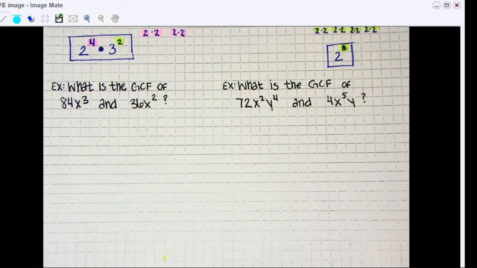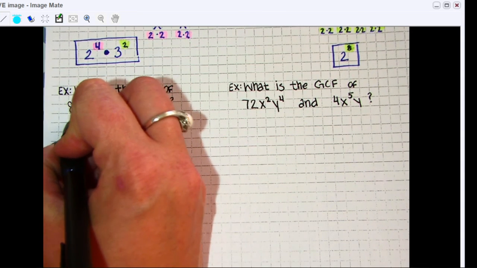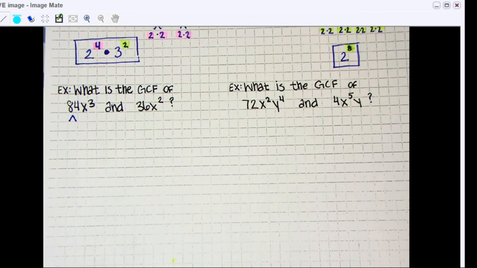So I'll show you this way first, and then we'll talk about multiplication skills. So let's break down 84x cubed. How can we break up 84? Six. You test it. Just do 84 divided by 6. So you can always test these answers. Yes, it does. 6 and 14.